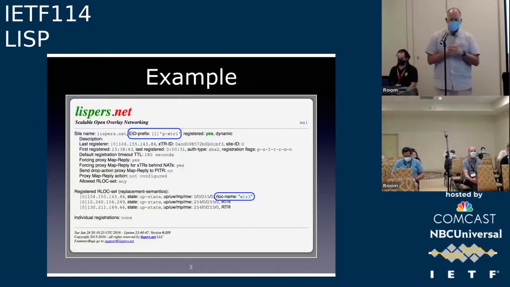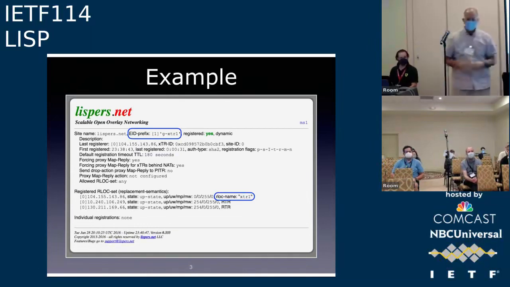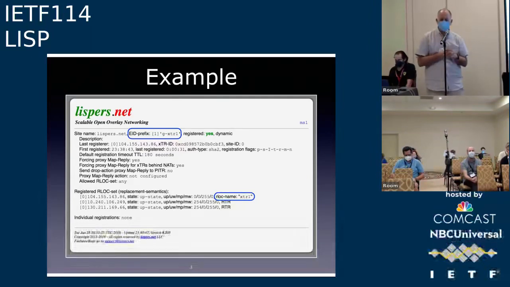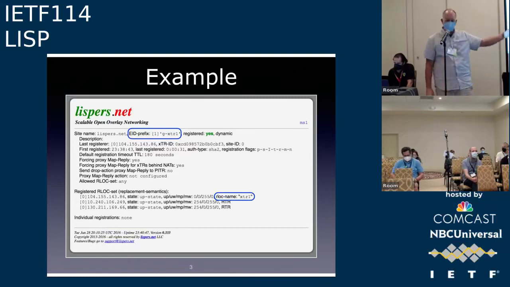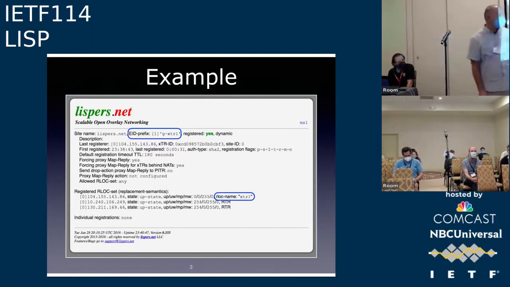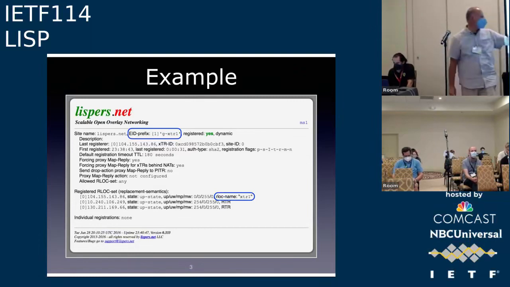This is an example of what I implemented in my open source code. This is a registration entry in the map server. The EID prefix in instance ID 1 is called G-XTR1. This is just an XTR that's sitting in Google in a VM. And the RLOC set is basically these guys. The RLOC set has these two RTRs because it's going through a NAT, but you could also associate a name with an RLOC record.